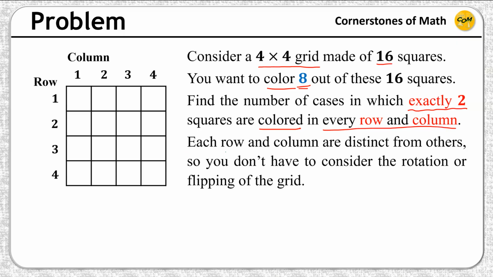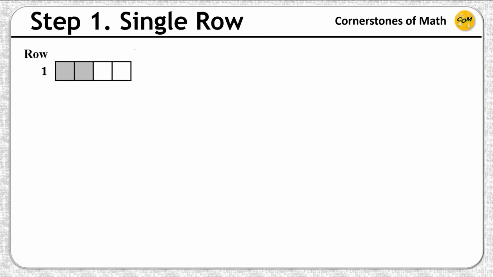In this problem, each row and column are distinct from others, so you don't have to consider the rotation or flipping of the grid. Alright, so that is our problem, and just like many challenging problems, we start by considering the simplest case, a single row. Let us consider only one row for a while, which can be considered as the linear arrangement of 4 squares.